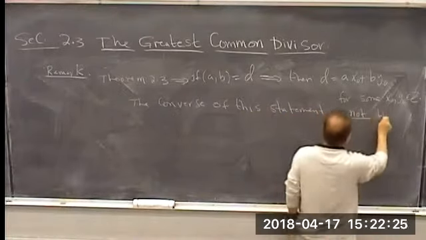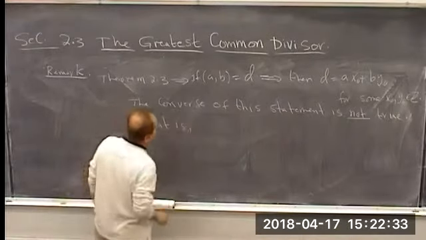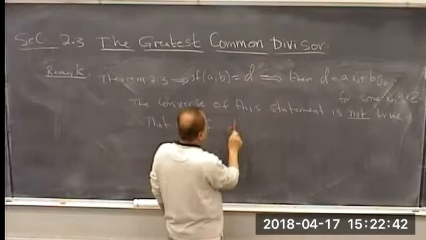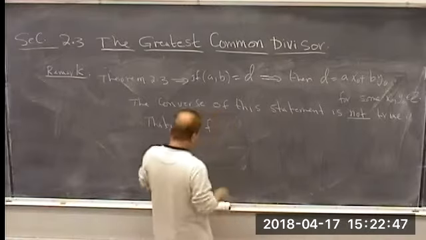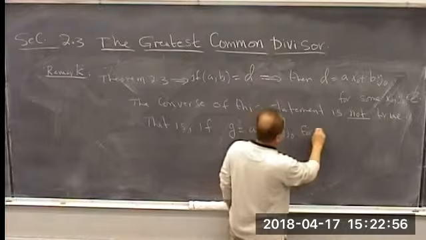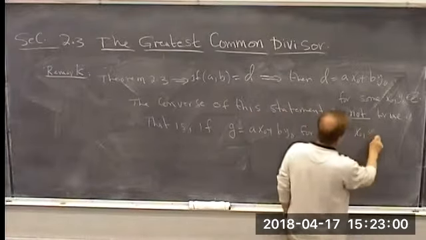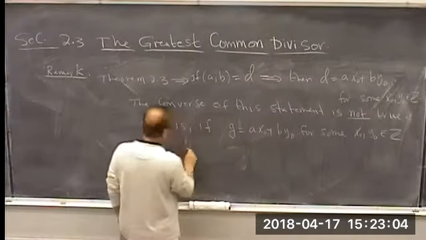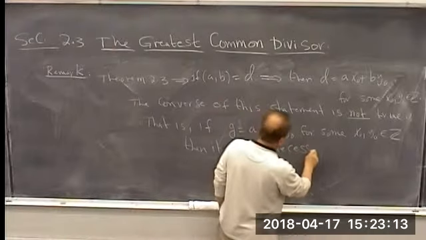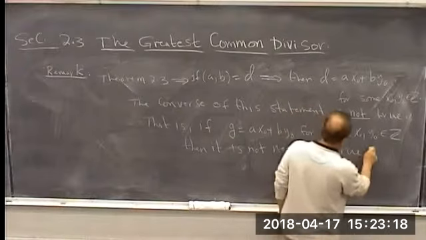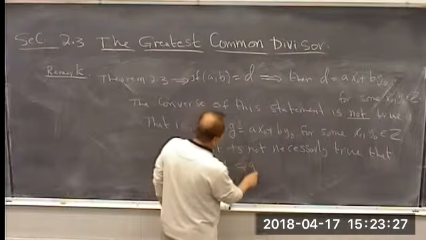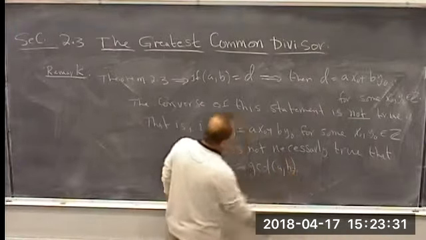What does this mean? That is, if we have a linear combination, let me call it a different letter here, if G is equal to AX sub 0 plus BY sub 0 for some integers X sub 0, Y sub 0, then it is not necessarily true that G is equal to the greatest common divisor of A and B.